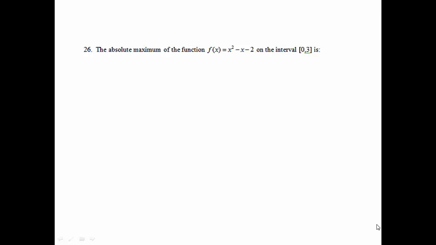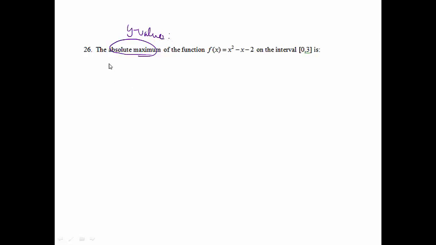The absolute maximum of the function f of x equals x squared minus x minus 2 on the interval 0 to 3 is what? Right, the biggest mistake on the exam on this one is you wanted to give an x value instead of a y value. An absolute maximum is a y value, and it's the highest y value the function reaches on an interval.